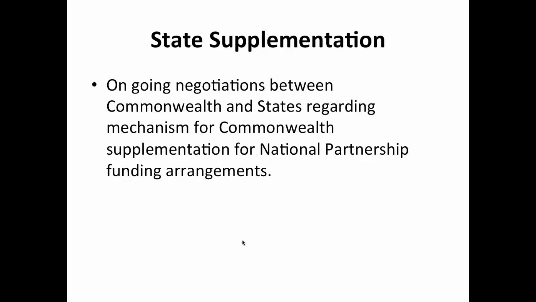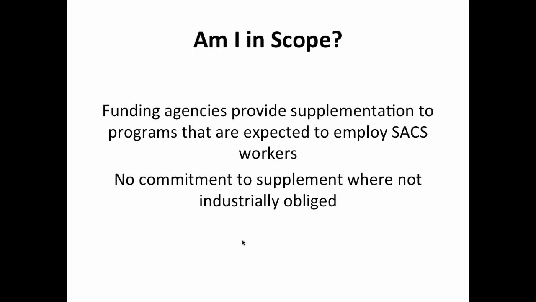In terms of state supplementation, there are ongoing negotiations between the Commonwealth and the states regarding the mechanism for Commonwealth supplementation and for national partnership funding arrangements. So in terms of scope, funding agencies only provide supplementation to programs that are expected to employ SACS workers, and there's certainly no commitment to supplement where they're not industrially obliged to. So for example, if your employers are under home care and it's likely that they would be under home care, then you won't be getting supplementary funding in that regard.